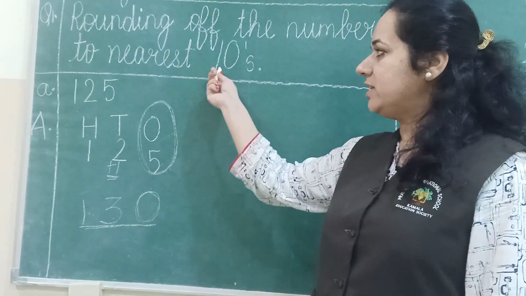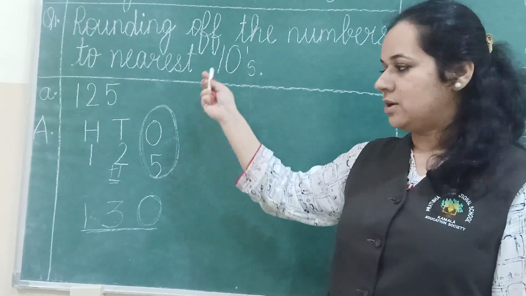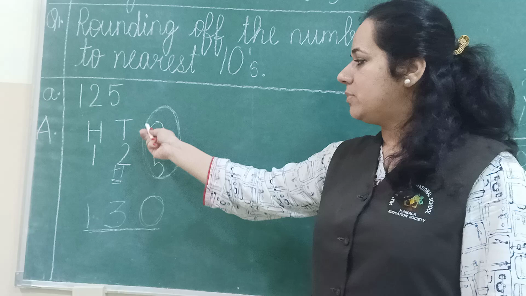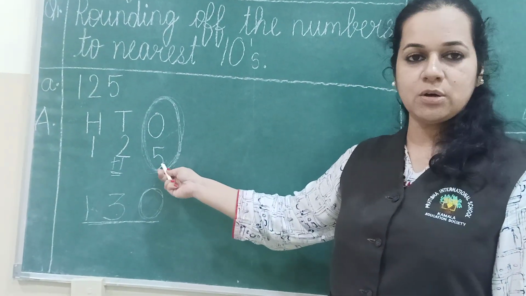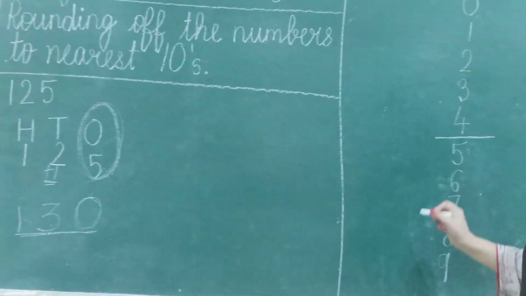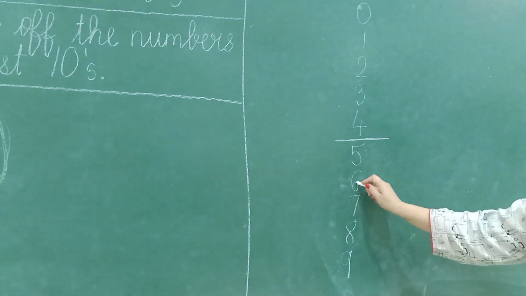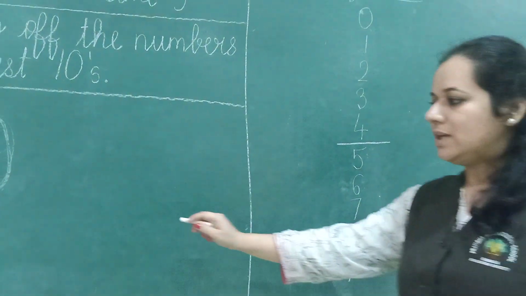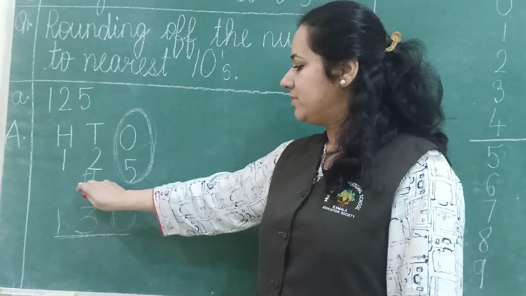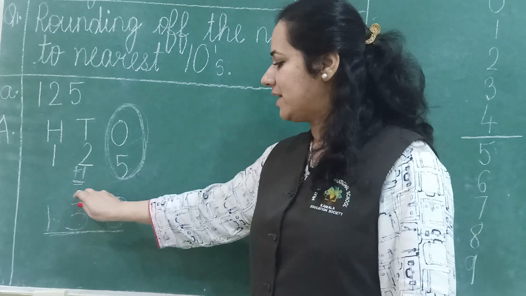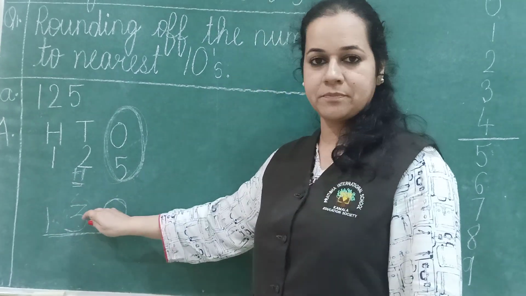When we round off the number to the nearest tens, first we see the number on the ones place. If the number is 5 or bigger than 5, we will add 1 to the number on the tens place and convert it.